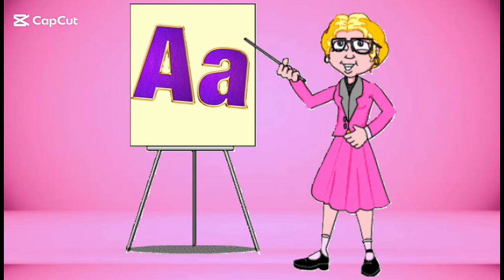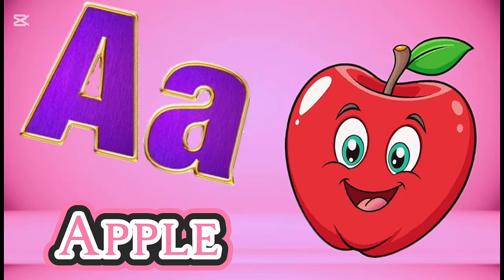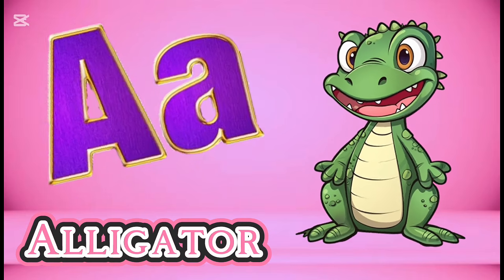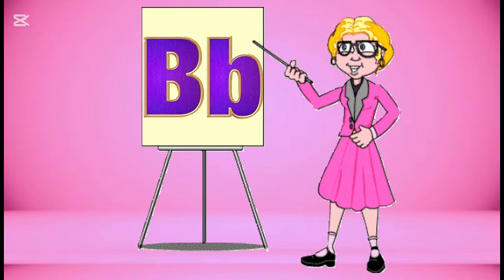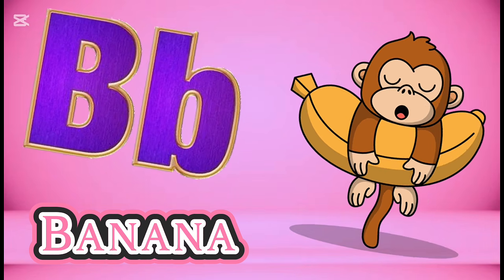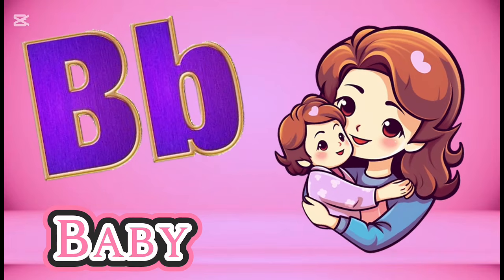A. This is the letter A. A is for apple. Apple. A is for alligator. B. This is the letter B. B is for banana. Banana. B is for baby.